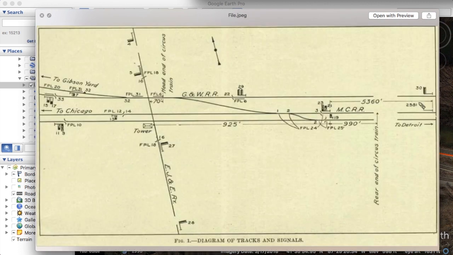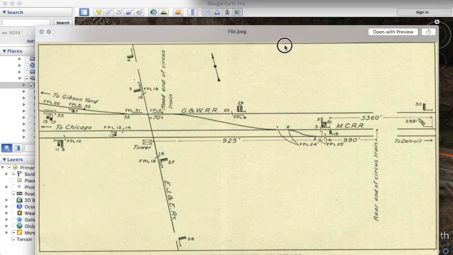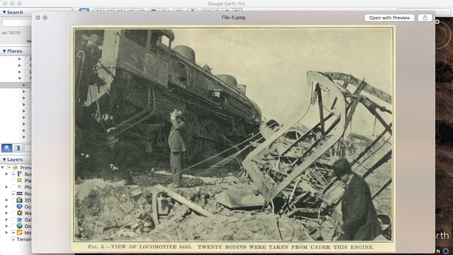This is the track diagram. I showed this earlier in my other video, but I didn't blow it up. You can see you all have the measurements from the accident report here. So you can see the crossover track looks different from the crossover that's there now. Here we have another close-up shot of the engine, Extra 8485. The number is kind of obscure here, but you can see that engine, and I believe this is wreckage from the caboose, but I'm not really sure. You see it says 20 bodies were taken from under this engine.